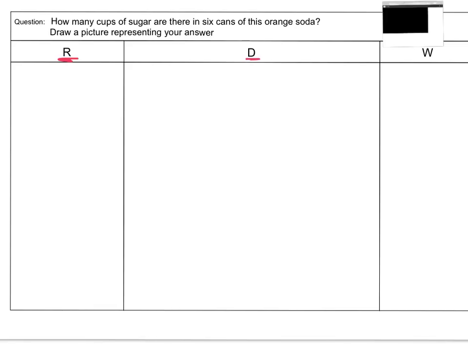Now that we have some background knowledge, let's start our R process. Now in the question it says, how many cups of sugar are there in 6 cans of this orange soda? What's some important information right there? Identify them. I know there's 6 cans. In each can, there are 4/15 cups of sugar. Important numbers: 6, fraction 4/15.